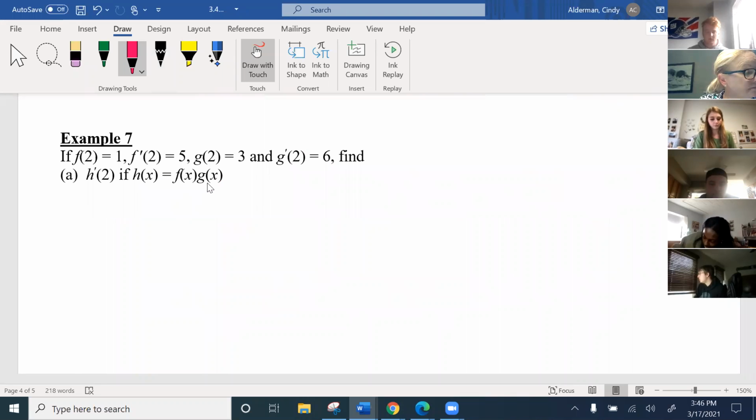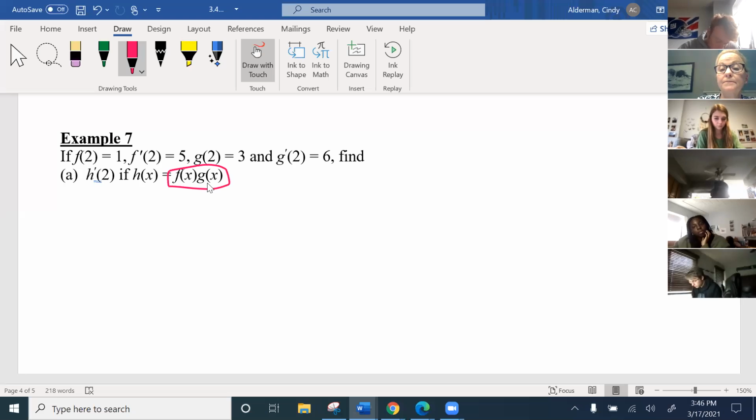All right, so here's another example, and they give you all this funky language. But basically, for example 7, I have an A and a B that I'm going to show you in a minute. They're asking you here to find the derivative of h at 2. And what's going on is you have a product, right? So we're going to use the product rule here.